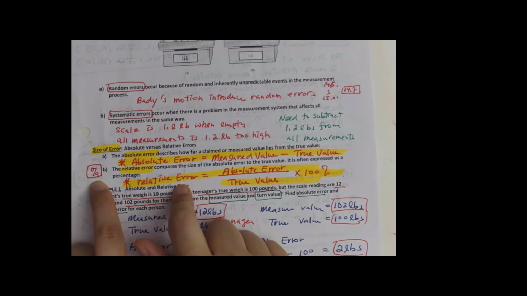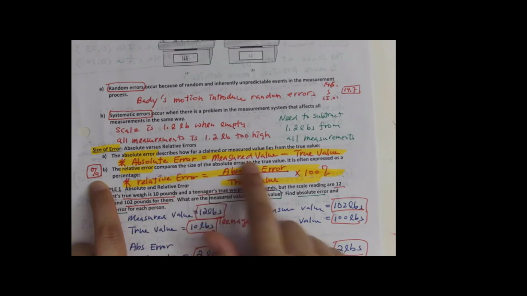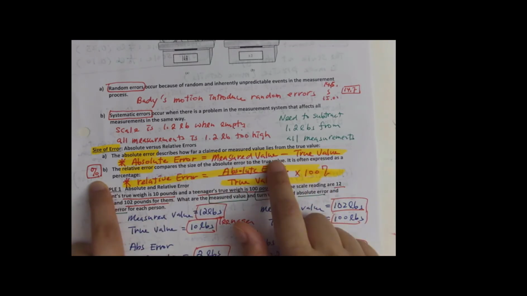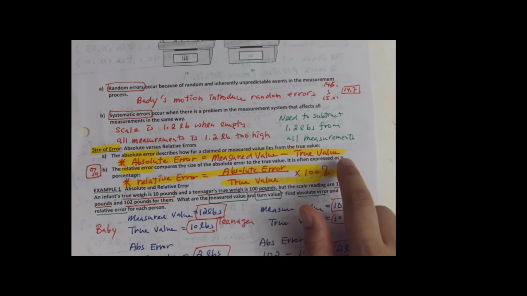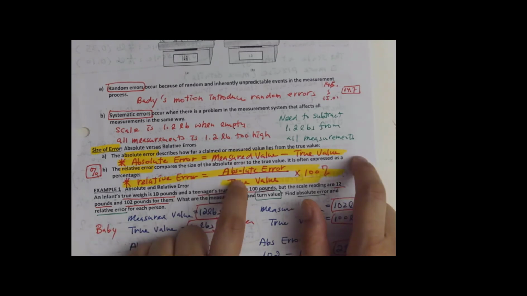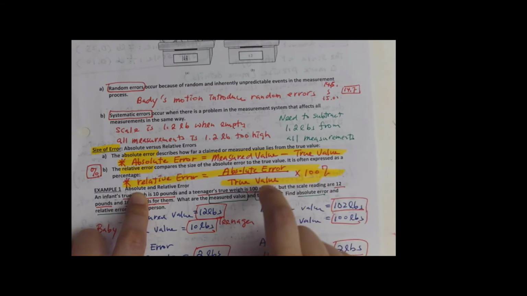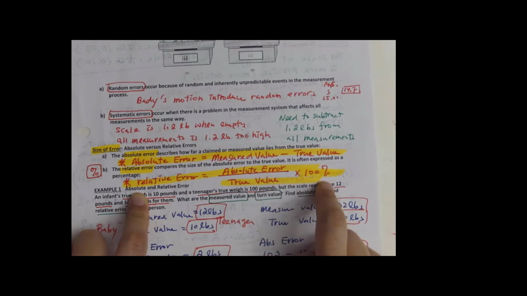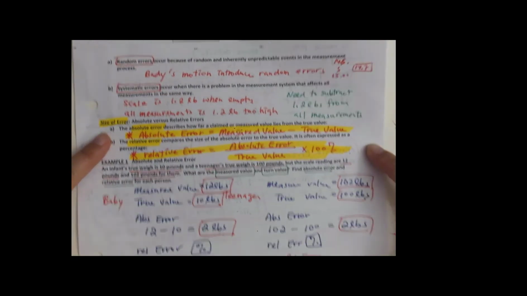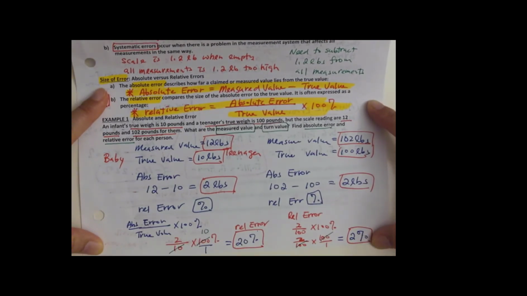Anytime you need to find something relative, we are looking for percentage. So absolute error would be whatever you measure, subtract the true value. If I measure I'm 102 pounds, but I know my true weight is 100 pounds, I just subtract that, and I get 2 pounds as the absolute error. If I need to find the relative error, I put the 2 up here and put my true weight, which is 100: 2 over 100 times 100%. That would give me my relative error. So you will have some calculations on the test, such as this one.